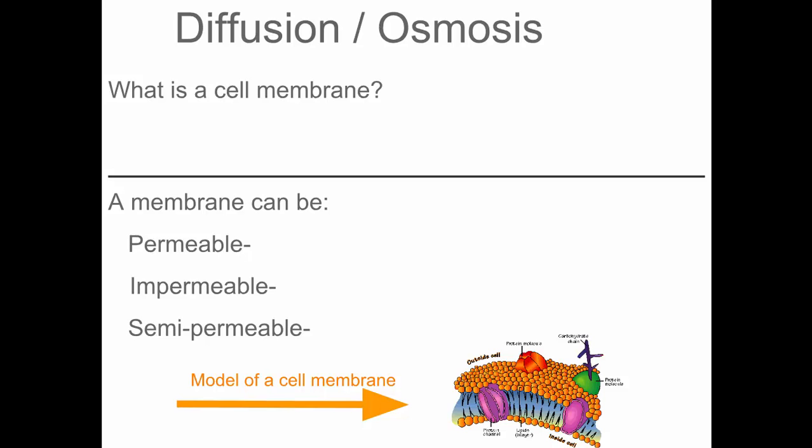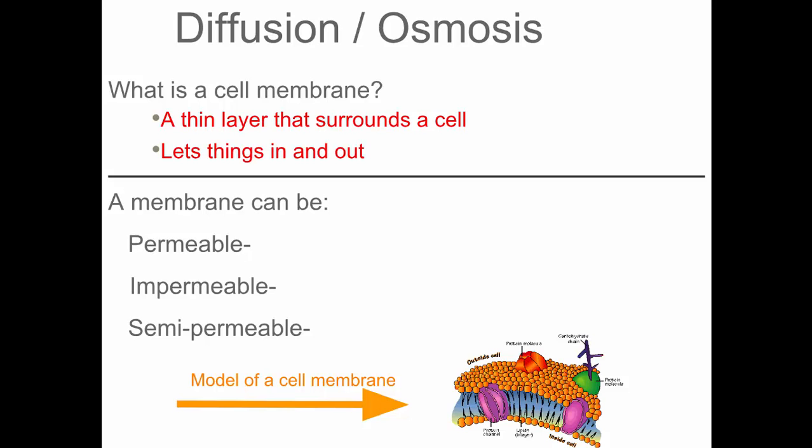So how does this pertain to the cell? Why are we talking about Kool-Aid? We're in the cell unit. Well, the cell membrane, as we talked about, is a thin layer that surrounds the cell, and it controls what goes in and out. And molecules will move in and out of a cell based on their concentration.